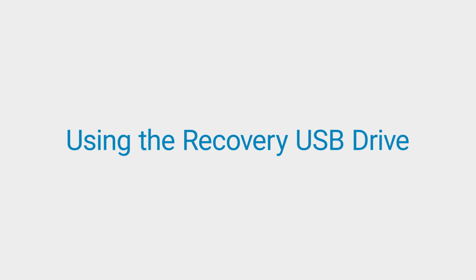To use the Recovery USB drive, your computer must be plugged into a power source and be connected to the internet. For the computer that you want to restore the operating system, be sure the computer is turned off. Insert the Recovery USB drive you just created, and then turn the computer on.